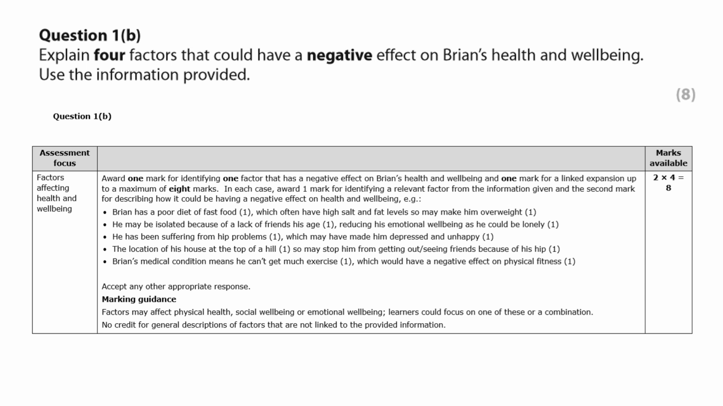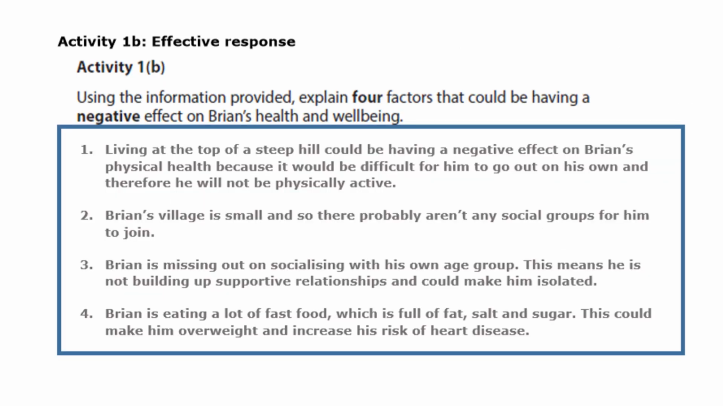So on this page here are some examples of some of the answers that you can give. It is not good enough to merely say Brian has a poor diet of fast food. That would only be 1 mark. So here are some effective responses for this answer. Living at the top of the steep hill could be having a negative effect on Brian's health because it would be difficult for him to go out on his own and therefore he will not be physically active. You could say that it could result in him gaining weight also.